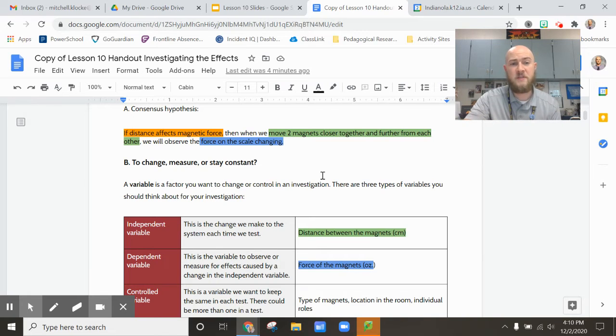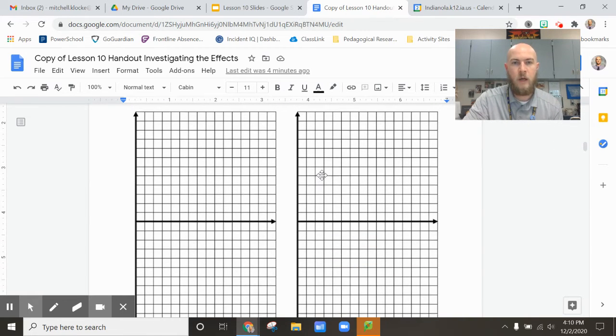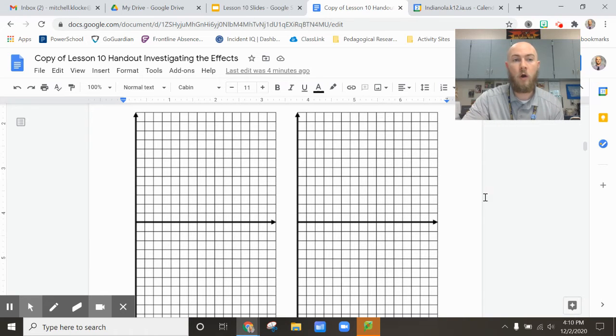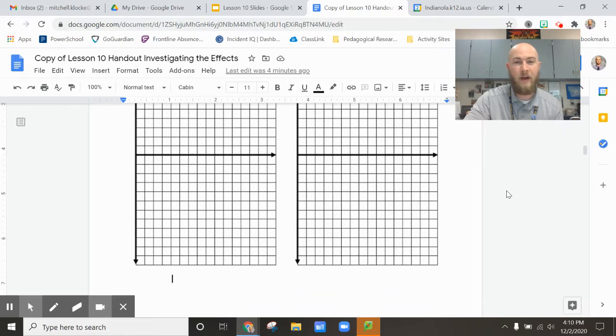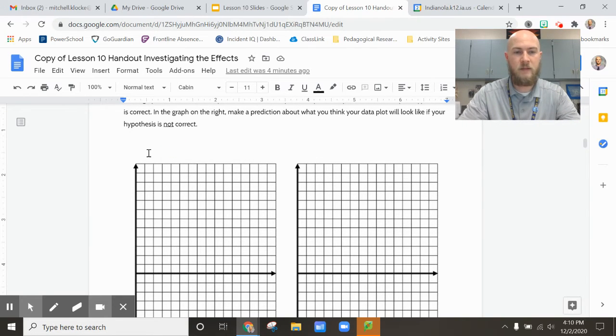You'll see that our hypothesis is that if distance affects magnetic force, then when we move two magnets closer together and further from each other, we should observe the force on the scale changing. Well, how are we going to show that on our graphs? Unfortunately, you won't be able to draw on your graph in Google Documents. So what I'm going to ask you to do is, while I draw it, type right above the graphs in this section.